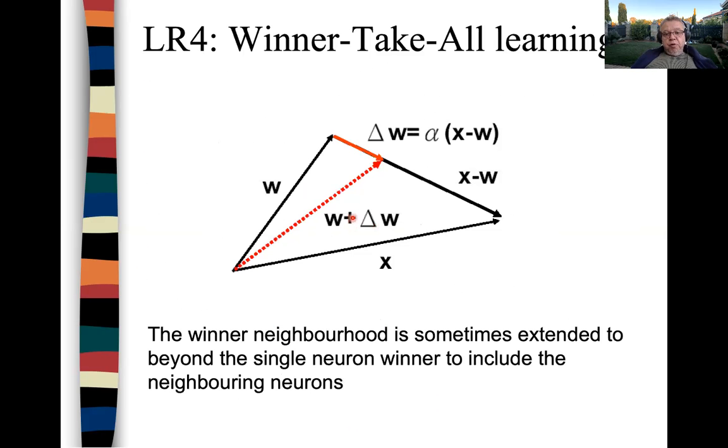In vector form, you can see here, if you have your input vector X, this is your weight vector W, and this is X minus W, and then you move the W, so that the new weight is W plus delta W, a fraction of the difference between the input and the weight. And you keep doing it until you align your weight with the input. As I said, this is a winner takes all, but sometimes this is extended beyond a single winner to include the neighboring neurons. So you have neighboring neurons which specialize to respond to a certain input.